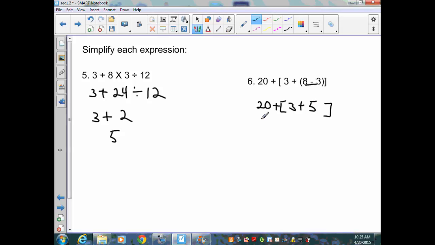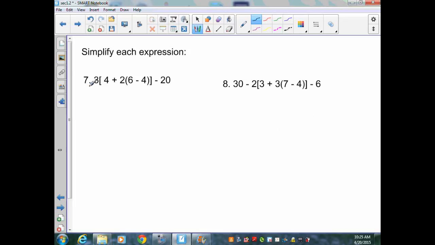Now I'm going to recopy the whole problem again. That's going to give me 20 plus, I can even copy the brackets if need be, and this is going to be 3 plus 5, which is 8, and 20 plus 8 is 28.